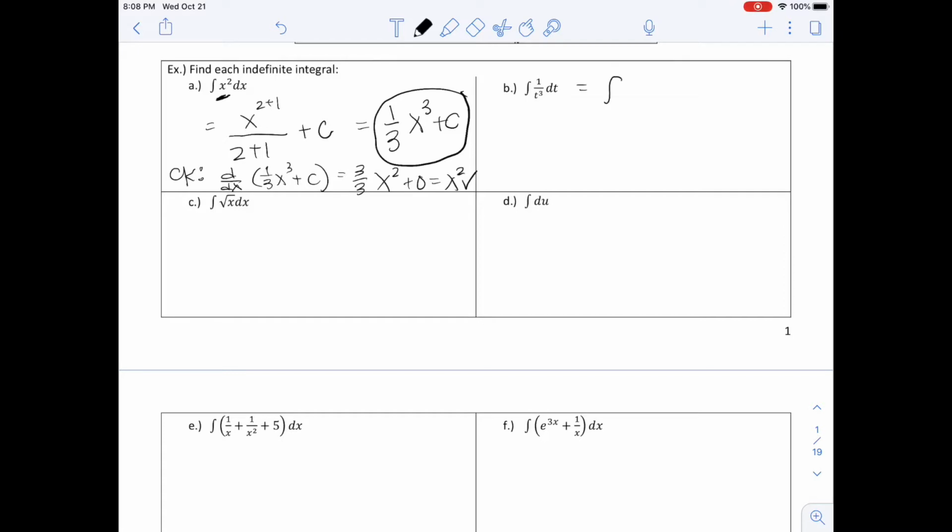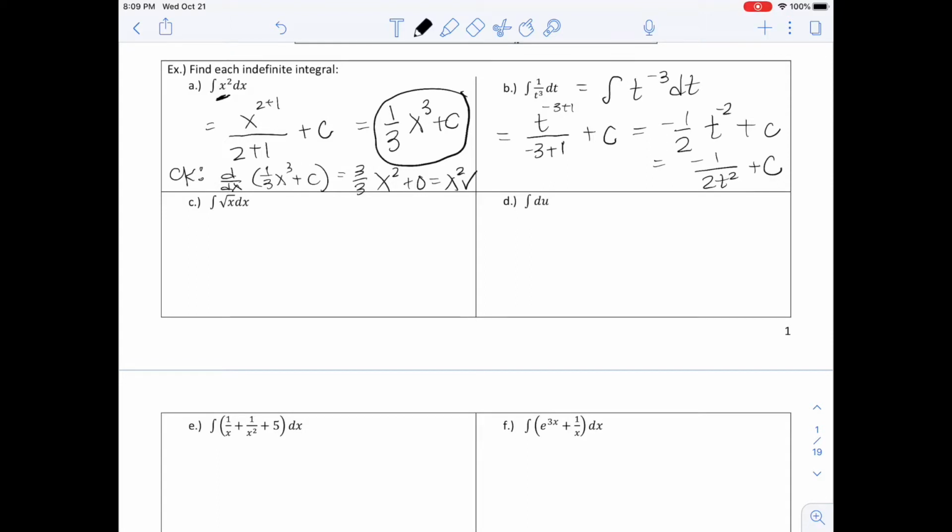I'm going to go ahead and rewrite this as t to the negative third dt. So taking our integral, I am going to add 1 to my exponent. So we have negative 3 plus 1, dividing by the same thing, and then plus c, which is our constant. This simplifies to, the denominator is going to be negative 2, so we'll say negative 1/2 t to the negative second plus c. And again, not having a negative exponent, this is going to be rewritten as negative 1 over 2t squared plus c.